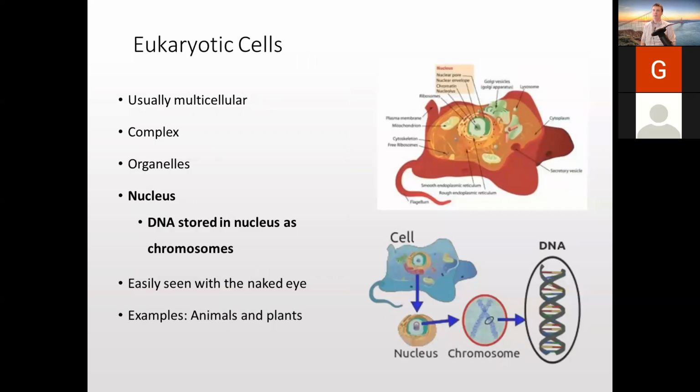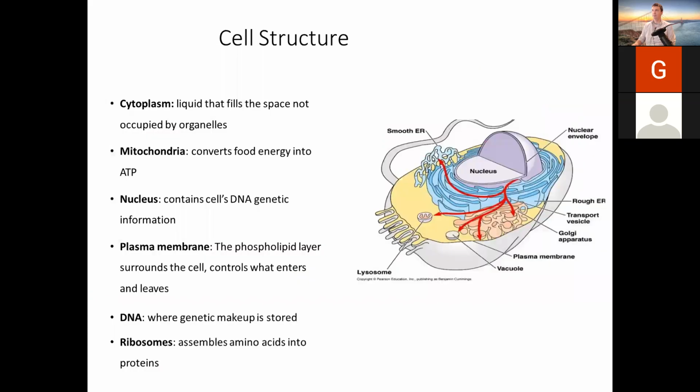Eukaryotic cells are multicellular. They're complex. They have organelles. Their DNA is stored in a nucleus, and it's organized as chromosomes. Eukaryotic cells you can see with the naked eye, and examples are animals and plants. In a eukaryotic cell, there are many structures, so we'll go through them.